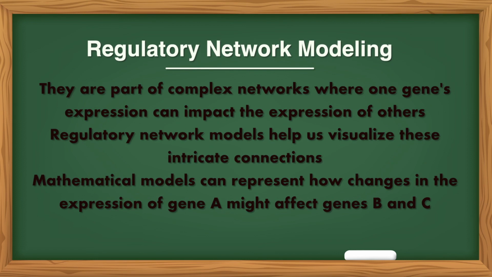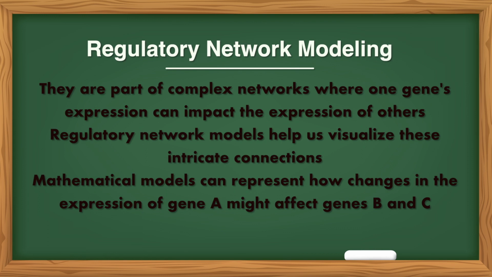So, regulatory network modeling is like a map of all the musical instruments in the orchestra, showing how they interact and influence each other. In biological systems, genes do not work in isolation. They are part of a complex network where one gene's expression can impact the expression of other genes. So, regulatory network models help us to visualize the intricate connections. For instance, consider a network where genes A, B and C are interacting.